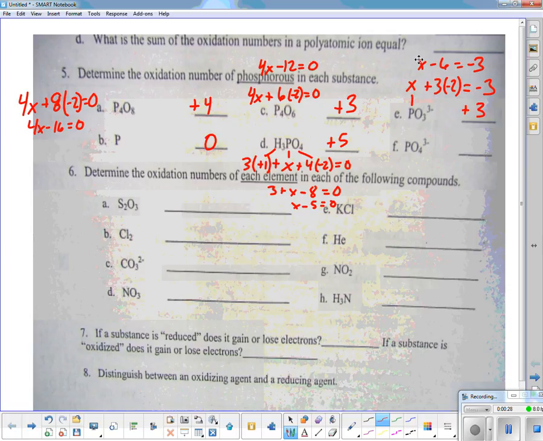On the bottom one here, we're going to set up the same kind of thing. Phosphorus, we don't know, plus 4 times oxygen, we do know, equals -3. Well, x minus 8 equals -3. What's x got to be? Plus 5. So we found all of these now on the top.